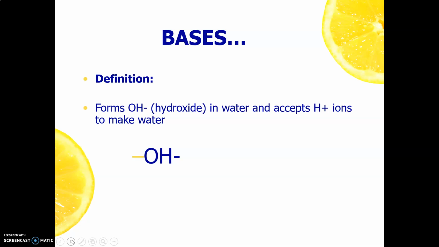For bases, the definition is that bases or alkalis are chemical substances that form OH, which is the hydroxide group. This one we have studied when we were studying how to write the chemical formula. This is a hydroxyl group, OH minus 1. So bases or alkalis are compounds that form OH or hydroxyl group in water. This is one definition. Another definition, it accepts ions to make water.